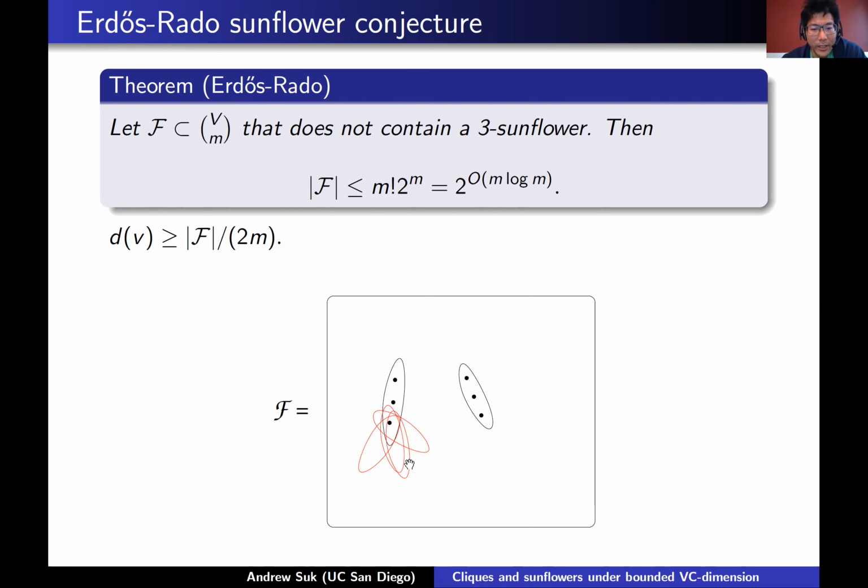And so now if I look at those sets, let's say these red sets that contain this single vertex here, I can modify those sets by pulling that vertex out and getting a bunch of sets of size m minus 1. And the key observation here is that if there's a 3 sunflower there, that would correspond to a 3 sunflower in the original set system. So basically I can apply induction now, and that's exactly how you get this m factorial times 2 to the m quantity here.